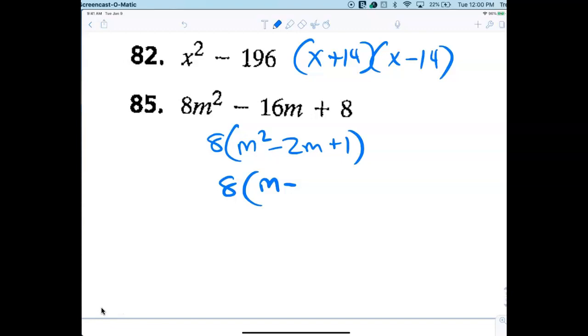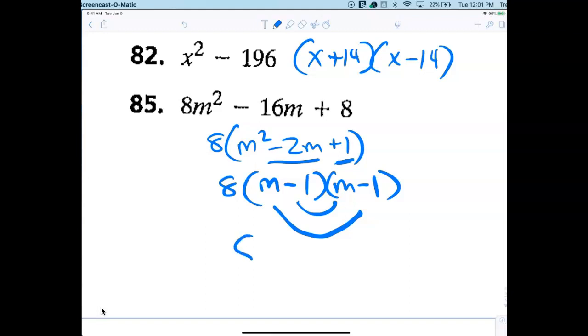M minus what? M minus 1. How do I get a 1? The only possible way with 1 is 1 and 1. So technically it is m minus 1, and I'm writing it out so I can show you. This right here is negative 1, negative 1 makes negative 2, and negative 1 times negative 1 makes the positive 1. Which is obviously the same as 8 times m minus 1 squared.